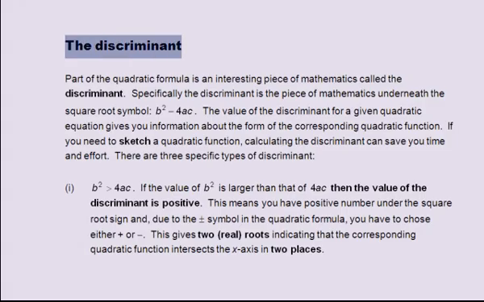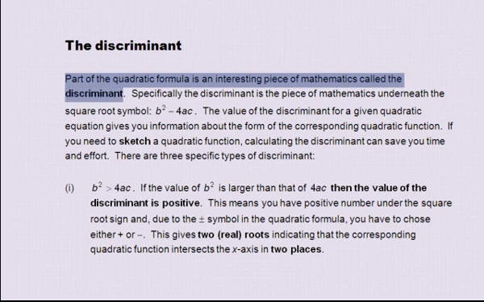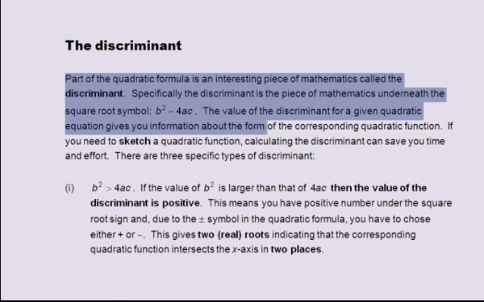The discriminant. Part of the quadratic formula is an interesting piece of mathematics called the discriminant. Specifically, the discriminant is the piece of mathematics underneath the square root symbol, b squared minus 4ac. The value of the discriminant for a given quadratic equation gives you information about the form of the corresponding quadratic function. If you need to sketch a quadratic function, calculating the discriminant can save you time and effort.